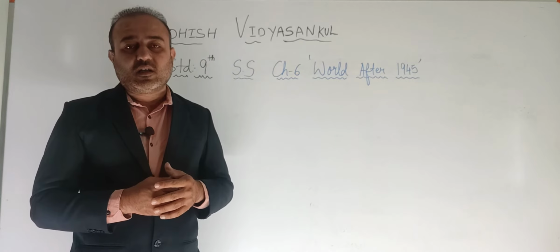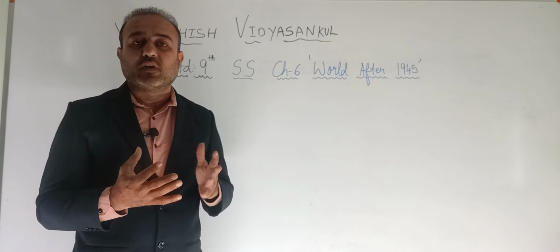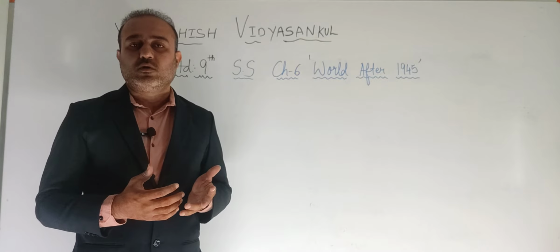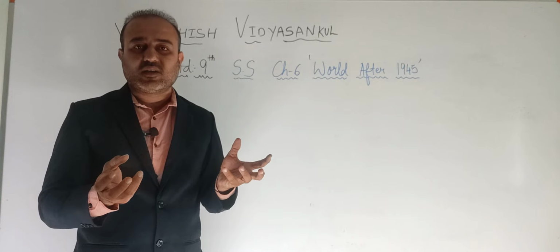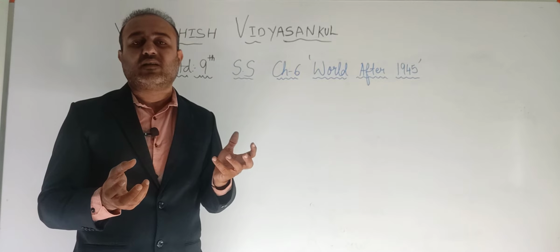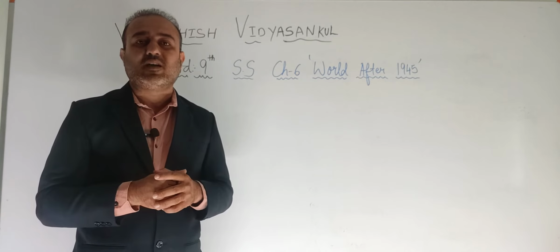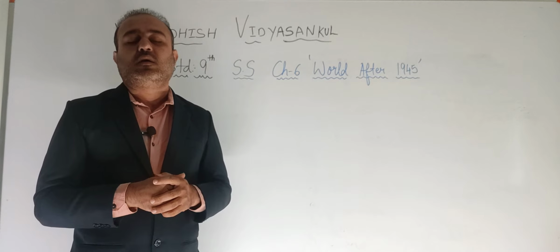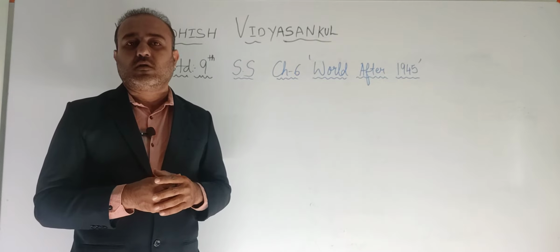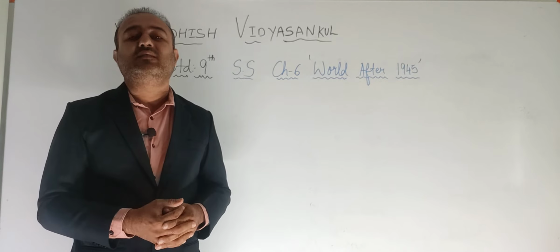Then we had seen the disintegration of Soviet Union. As I had told you, Soviet Union was the union of different nations, and the territories taken away or captured by Russia. So those kingdoms got separated, or the Soviet Union got disintegrated.